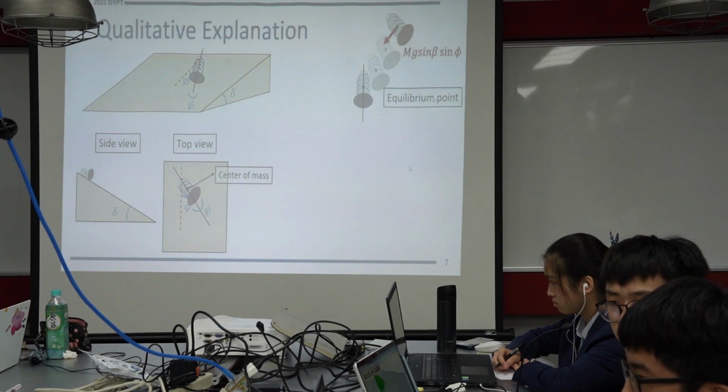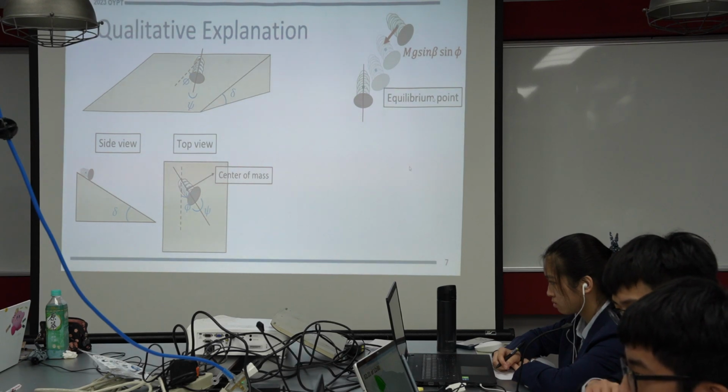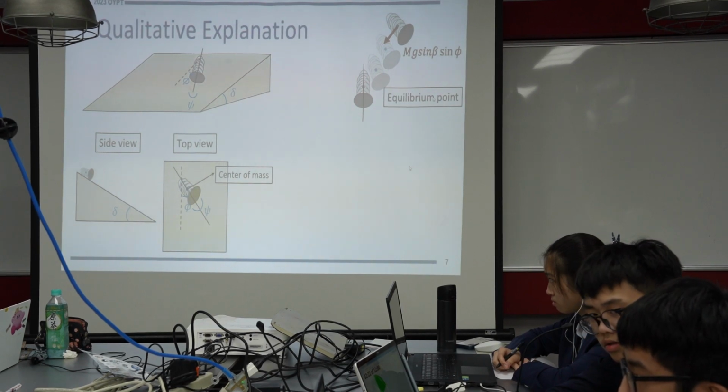Then this is the explanation. This is the qualitative explanation. First of all, the screw will slide down because of the tangential velocity difference between the head and the tail of the screw. However, it won't stay at the equilibrium point because of the inertia. Then the gravitational component is bigger when the oscillating angle phi is bigger.